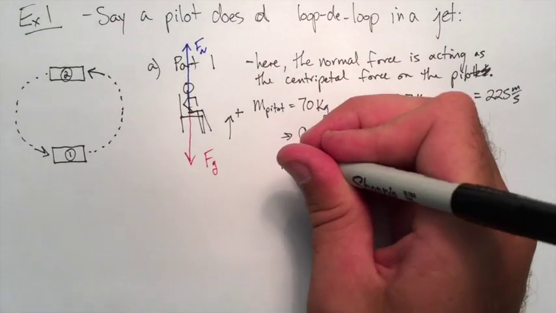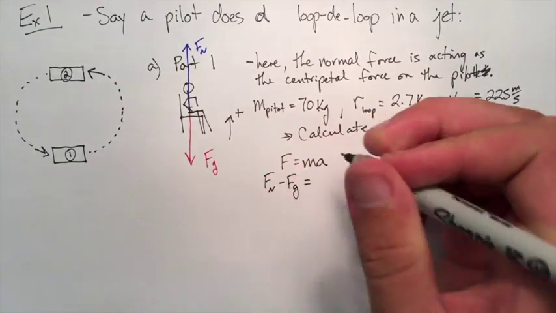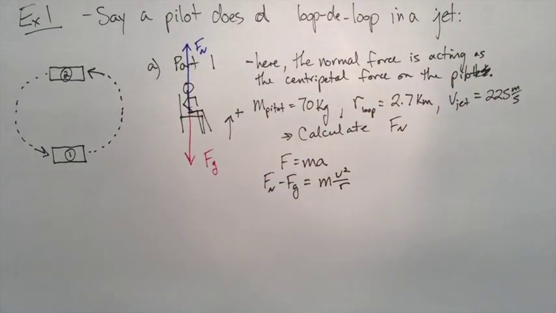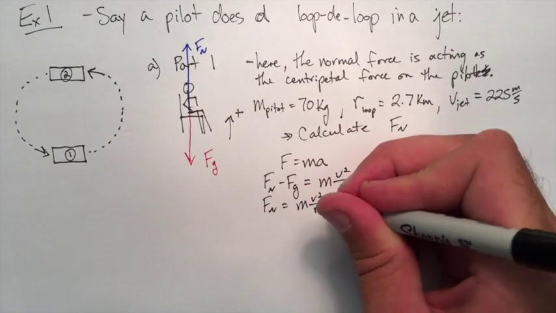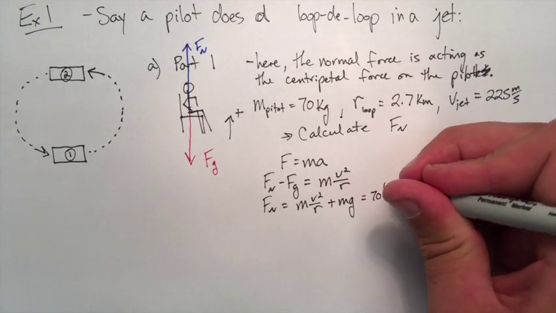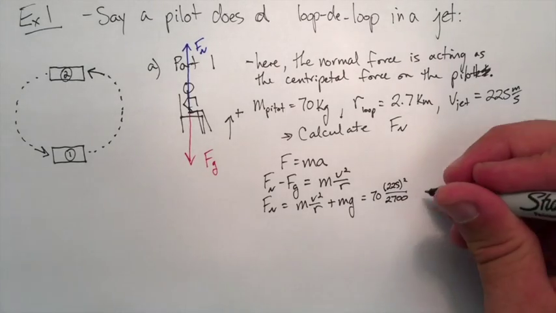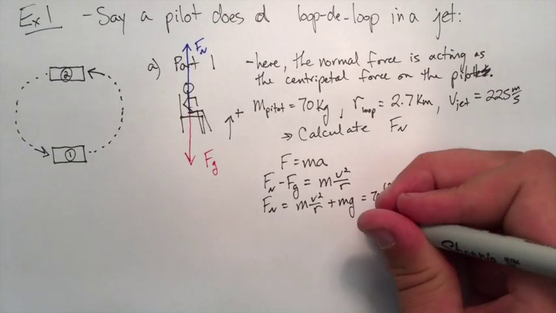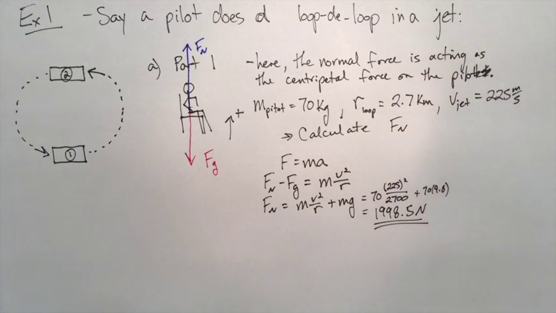So calling up positive, we have F equals ma. So Fn minus Fg equals mv squared over r for circular motion. So solving for Fn, we get mv squared over r plus mg. When we put the numbers in, make sure we do the proper conversions. 2.7 kilometers should be 2,700 meters. Putting in all the values, we get 1998.5 newtons.